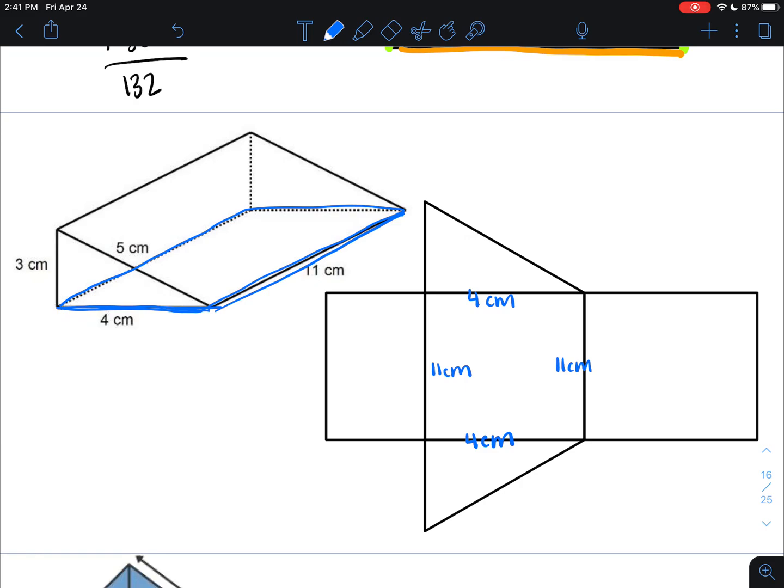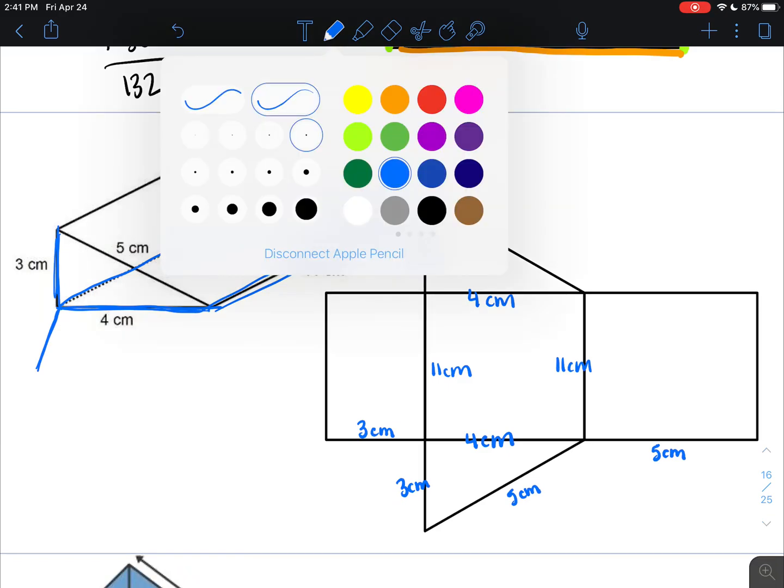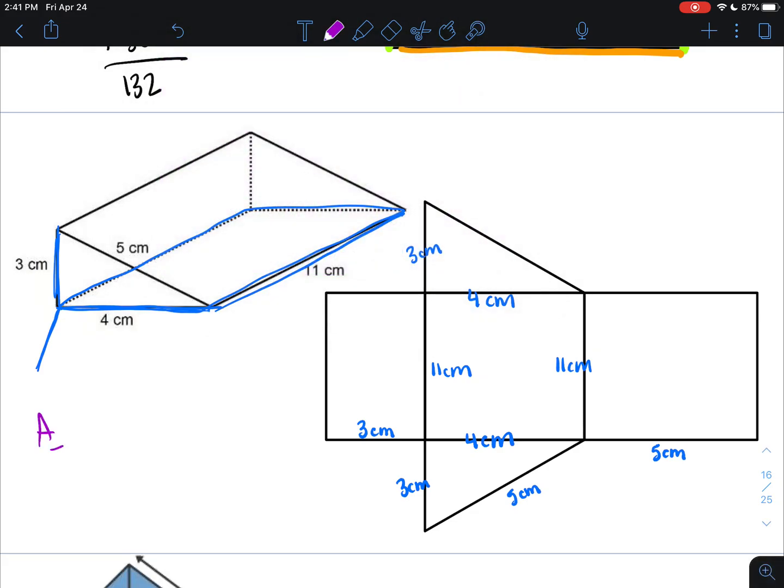The height of the triangle, if it would fall down, would end up being right here. That's going to be 3 centimeters. And then this would be 3 centimeters because those would meet up. And this other side of the triangle is 5 centimeters. That would make this 5 centimeters. So we will start with the area of the triangles.